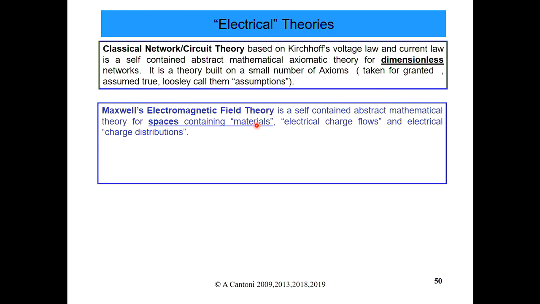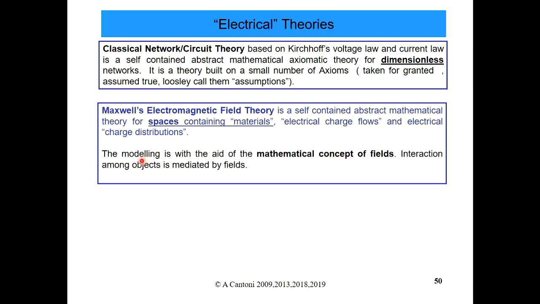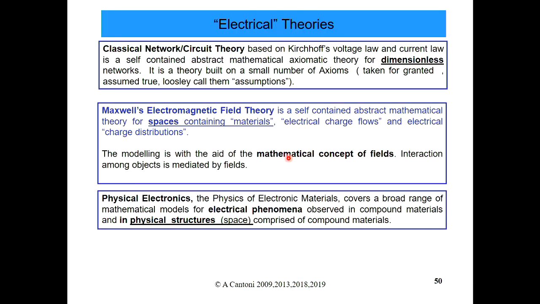And Maxwell's theory is what we're going to do in the second part. It's also a self-contained abstract mathematical theory, based on spaces that contain some materials, and electrical charge flows, electrical charge distributions. It works with the aid of the mathematical concept of fields. So we invent these things called fields, magnetic fields and electric fields, and how they interact with objects allows us to make predictions and model the behaviour of what happens in the real world.